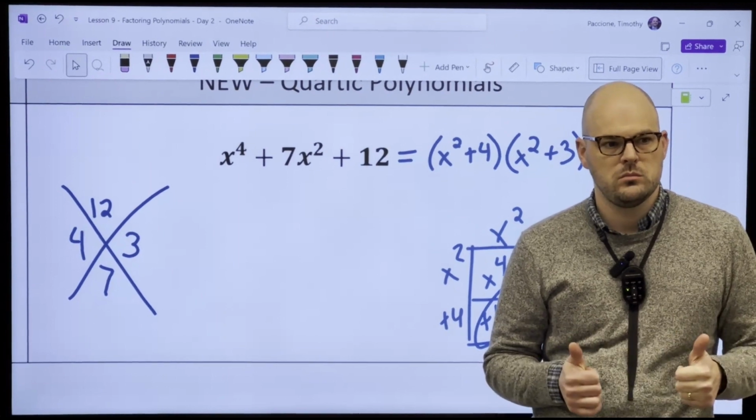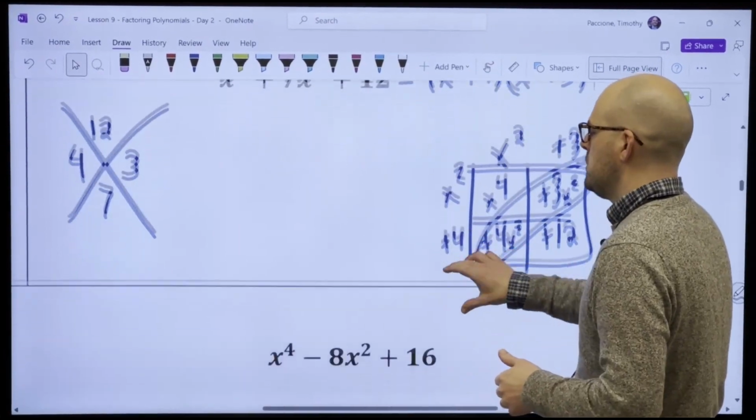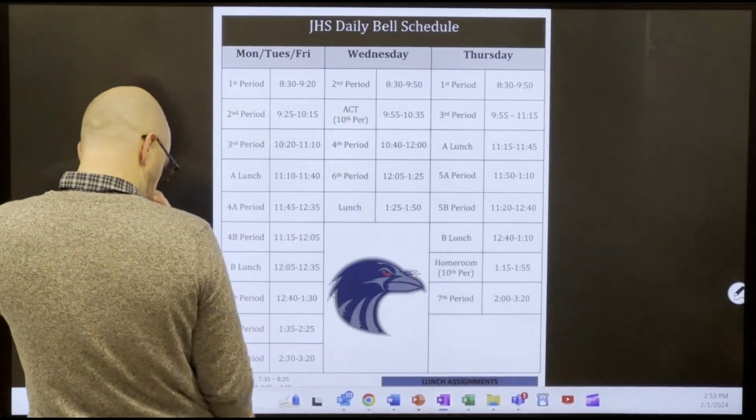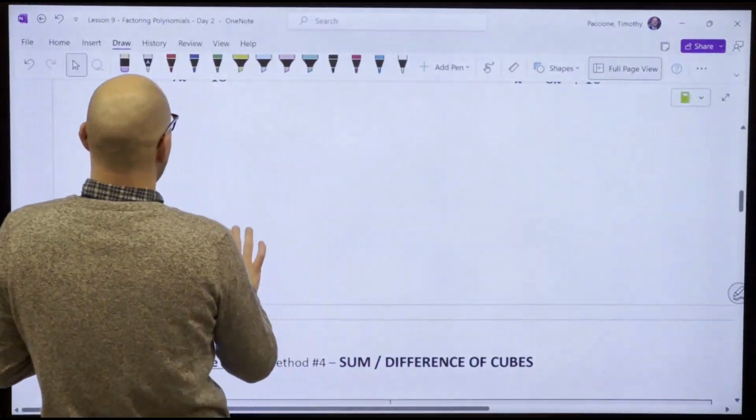Okay, so here's our first example. Oops. Did I crash? Okay.